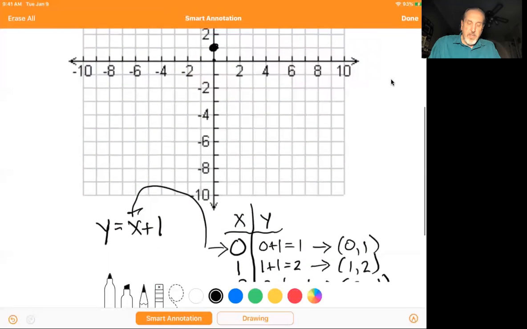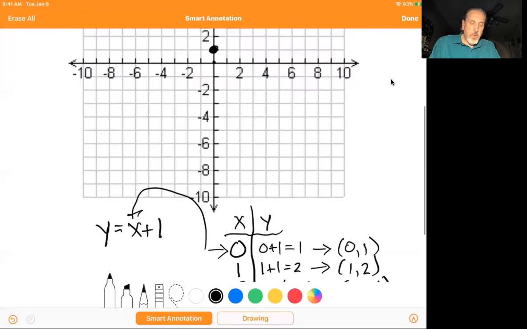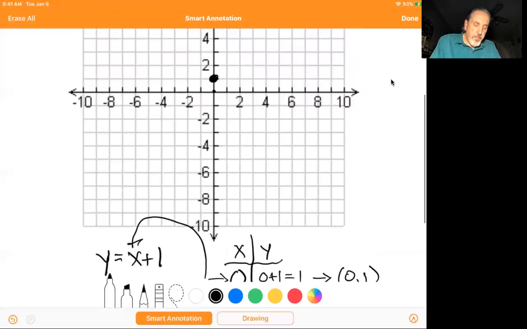The next point is 1, 2. So again, I'm going to start at the origin. I'm going to move 1 unit to the right, and then I'm going to go up 2 units. I don't know why it's suddenly drawing in yellow. I must have accidentally hit that. So I move 1 unit, and then I go up 2 units, and there is another point on my line.